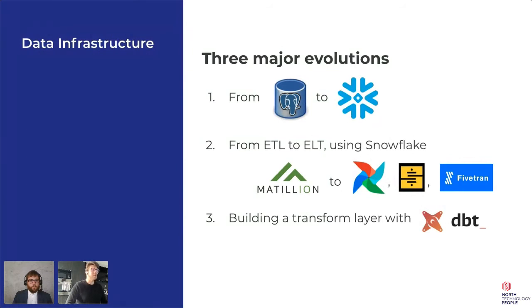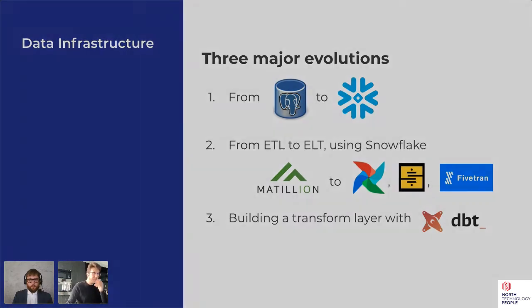As such, that leads to the third major evolution, which is building a transform layer using DBT. So once all of that data in an ELT context gets loaded straight into the warehouse, someone has to do something with it. And what ends up happening is you need some sort of organization, some sort of tooling to assist you as you're building out all of this data, this just giant schema and all of these different data models.